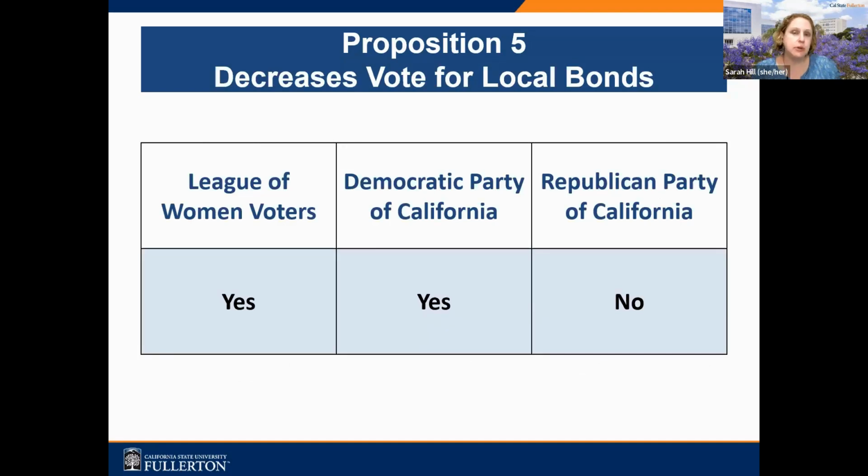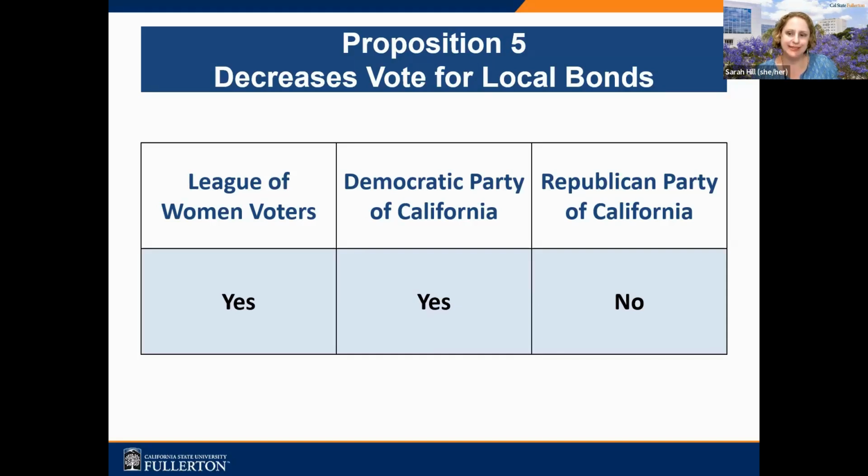The League of Women Voters and the Democratic Party of California both recommend voting yes on this, and the Republican Party of California recommends a no vote. Again, the concern is the increase in taxes, the increase in property taxes. That's an ongoing concern in California.